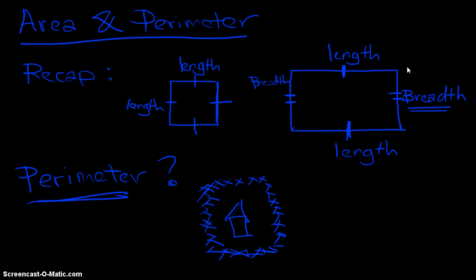And if, let's say, the length is equal to the breadth, you actually get a square. So a square is another type of rectangle. Got it? All right, I say again: for a square you have four equal lengths, and for a rectangle you have a length and a breadth.